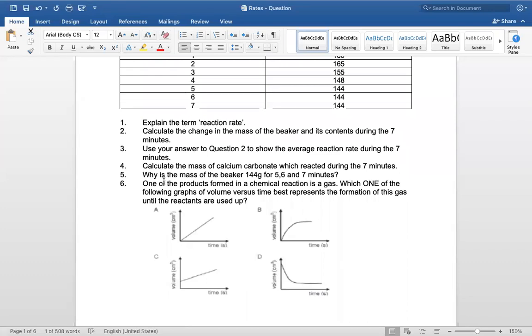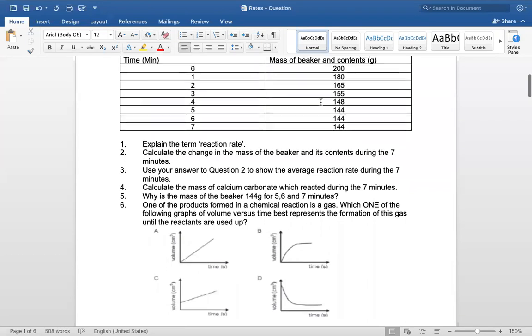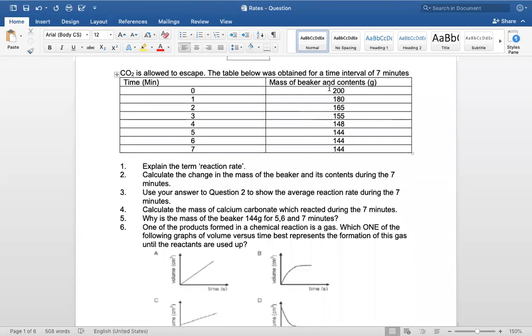Why is the mass of the beaker 144 grams for 5 minutes, 6 minutes, and 7 minutes? Why did it stay at 144? Why didn't it get less or more? Why didn't it change? Because it started off 200, all of a sudden it's 144, now it stays at 144. Why is the mass of the beaker constant at 144?